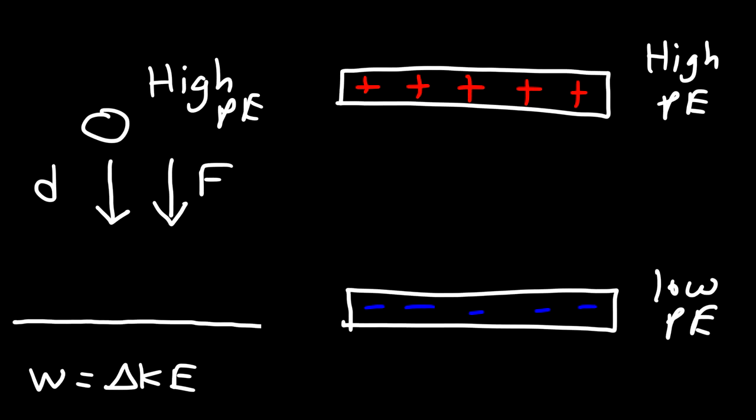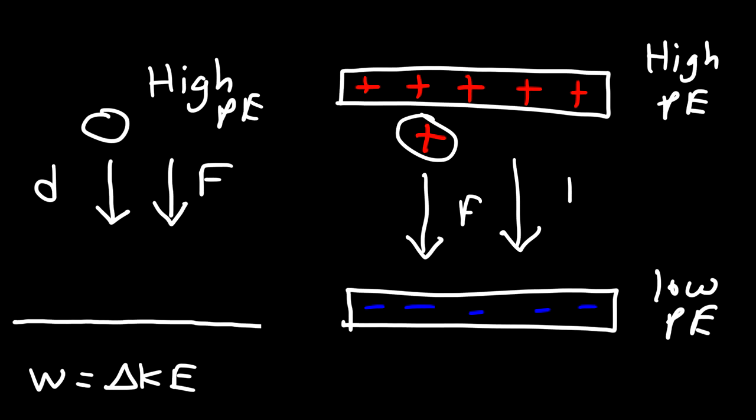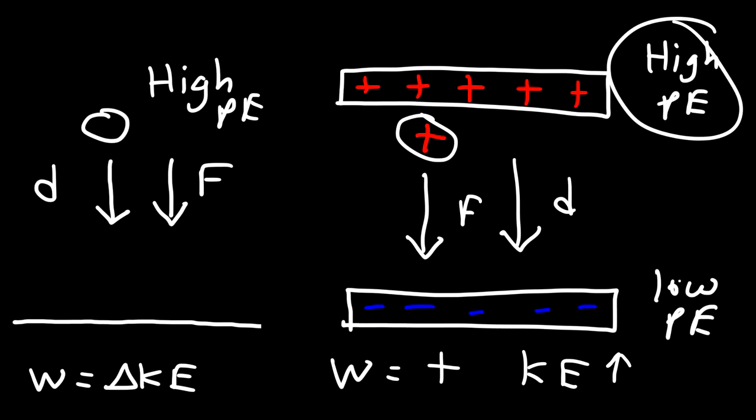Now, as the positive charge, let's say we place it at the top, as we know, it's going to accelerate towards the negatively charged plate. And so it's also moving in that direction, and it feels an electric force pulling it in that direction. And so just like the ball falling towards the ground, we know that the work being done on the positive charge and on the ball is positive, and the kinetic energy is increasing because it's speeding up. And as it moves from high potential energy to low potential energy, the potential energy is decreasing.